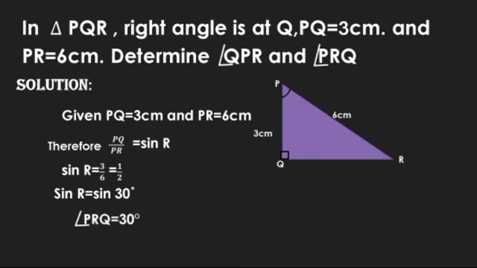Sum of three angles in a triangle is 180 degrees. So, here angle Q equal to 90 degrees, angle R equal to 30 degrees, and the remaining P will be 60 degrees. So, angle QPR equal to 60 degrees.